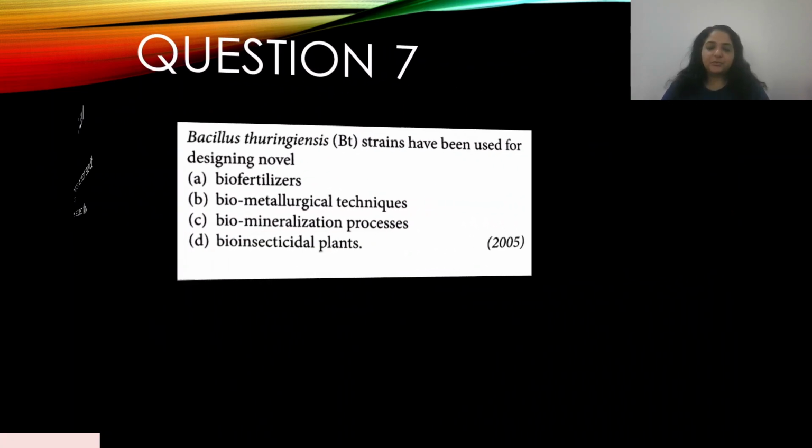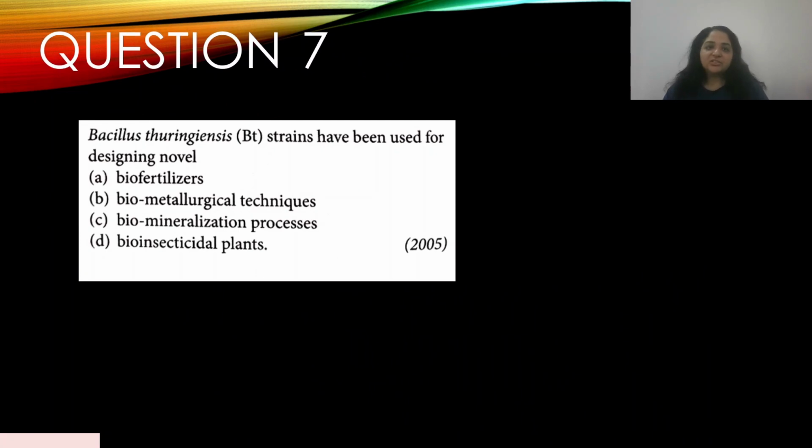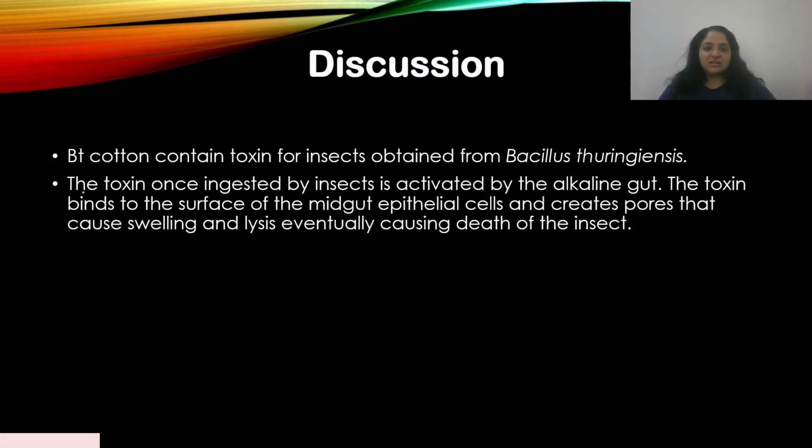So simple. Question number 7. Bacillus thuringiensis strains have been used for designing novel, this appeared in 2005, A. Biofertilizer, B. Biometallurgical techniques, C. Biomineralization processes, D. Bioinsecticidal plants. So it is clearly D. Bioinsecticidal plants. Okay, so answer is D. Again, it's the same explanation. I'm not going to go into the details. You can watch my previous lecture, I think a few questions before that I've explained it. Yep, so this is it. Let's move on.